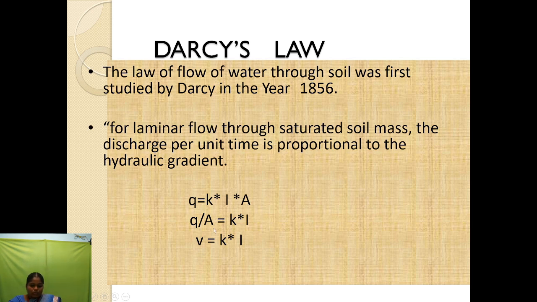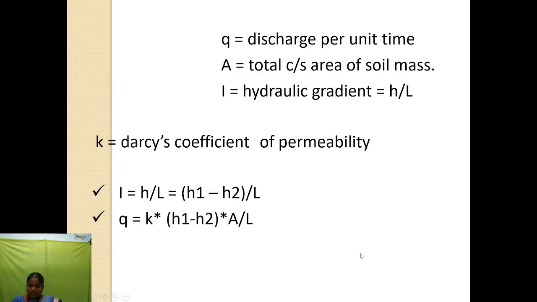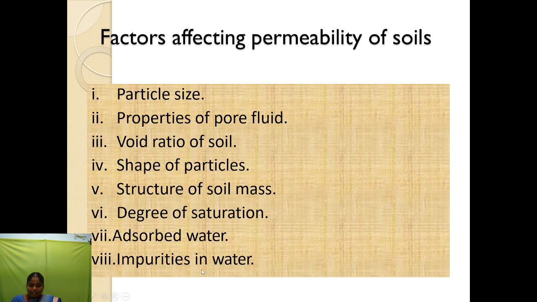Q is the discharge per unit time, A is the total cross-sectional area, and i is the hydraulic gradient, where hydraulic gradient equals del H by L. K is the Darcy coefficient of permeability and V is the velocity of flow. So Q equals KiA is the Darcy law principle used to find the permeability. Next, the factors affecting permeability.